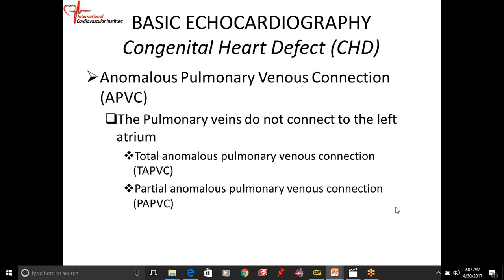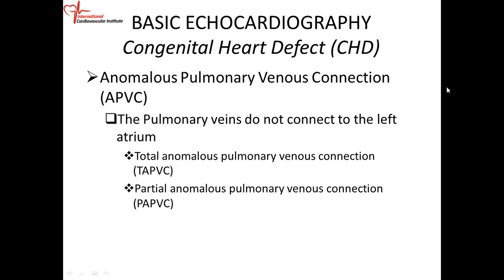We're going to continue with congenital heart defects. Before we did ASD, we did VSD, and we did endocardial cushion defect. So we're going to move right along, and we're going to start with the anomalous pulmonary venous connection.